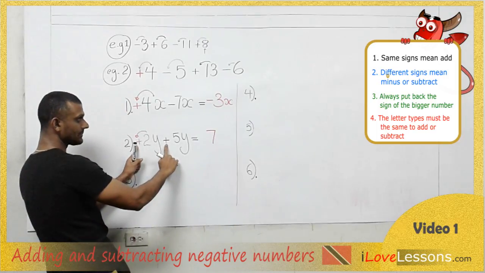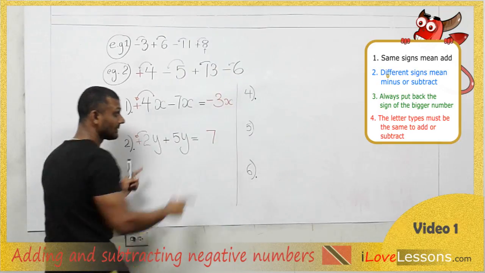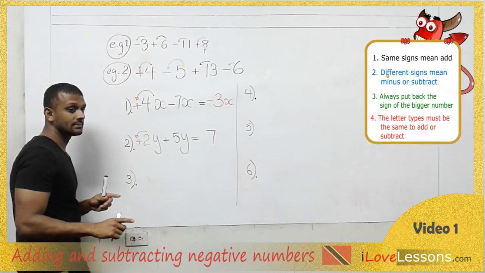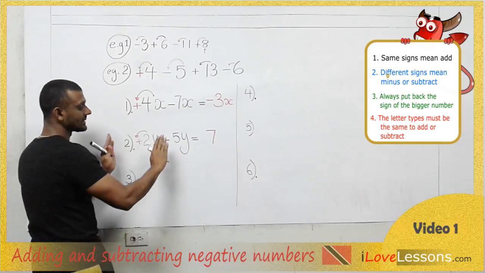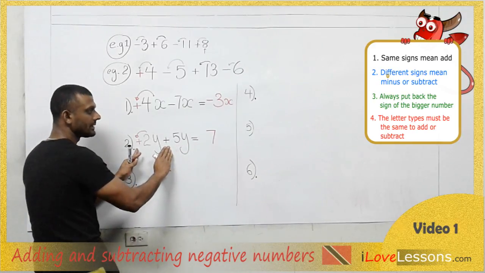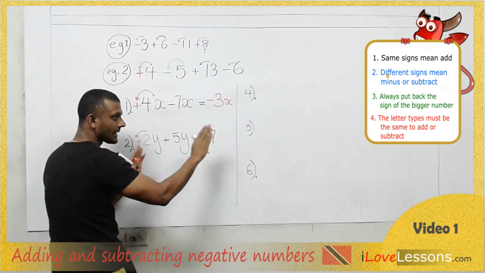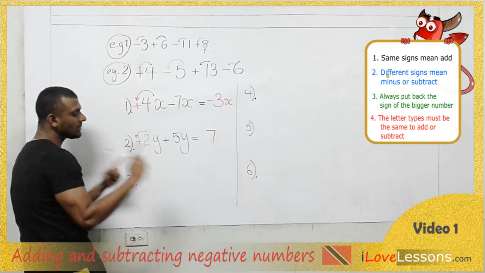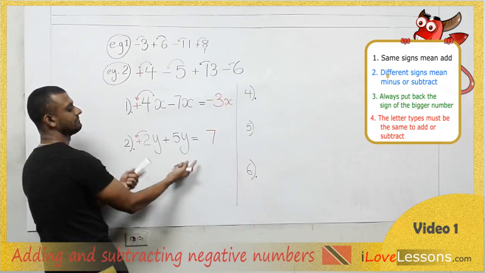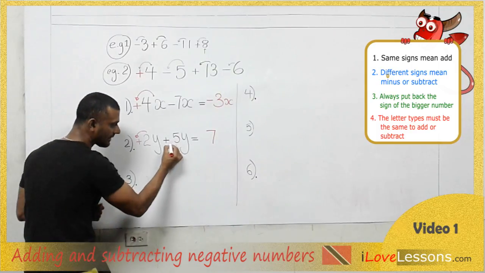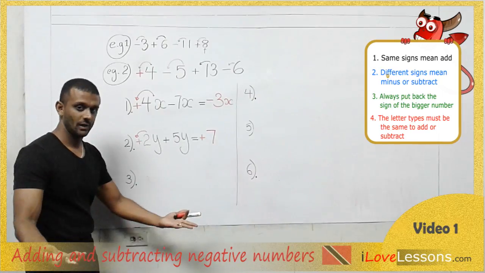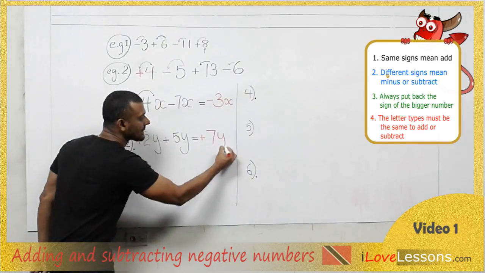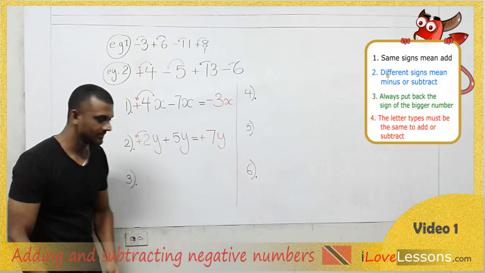Signs are the same, so we add. That is rule number 1. But according to rule number 3, when we're finished, we have to put back the sign of the larger number. So, which one is bigger here? 2 or 5? 5. 5 carries a positive sign. And what letter are we dealing with? Y. So make sure to put back the Y.